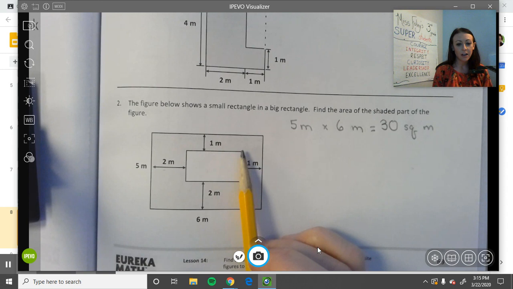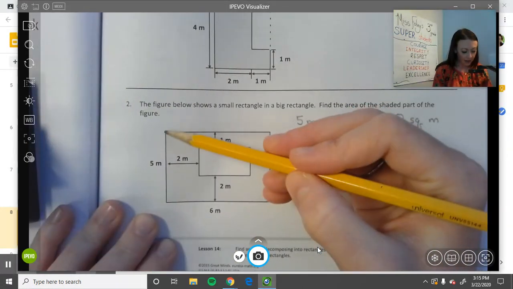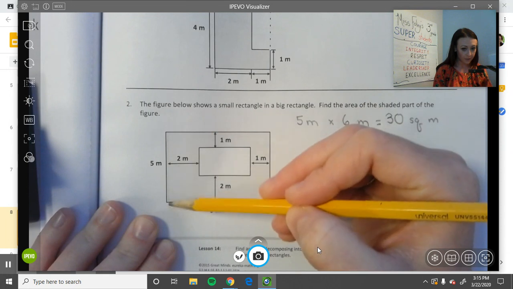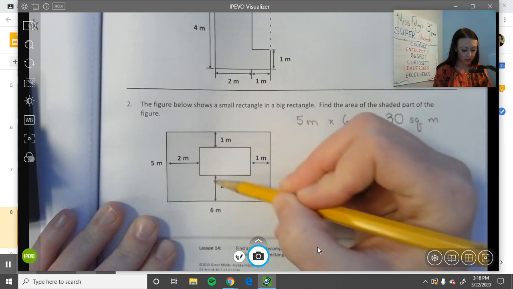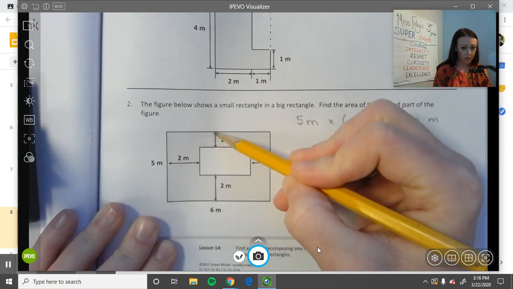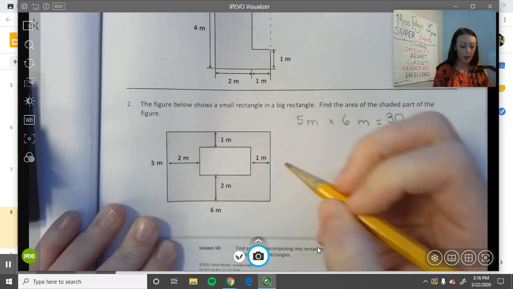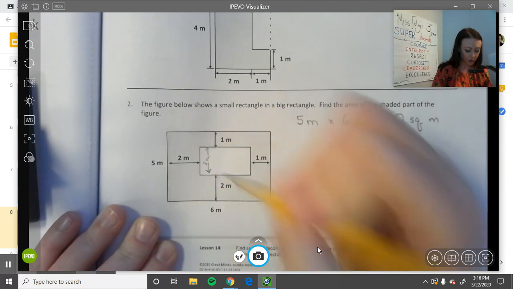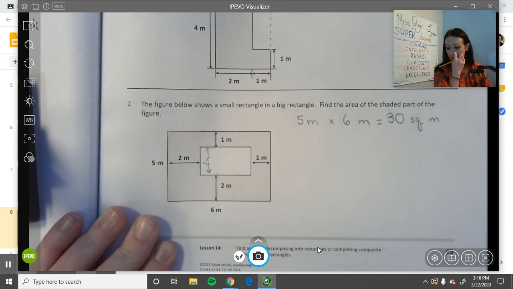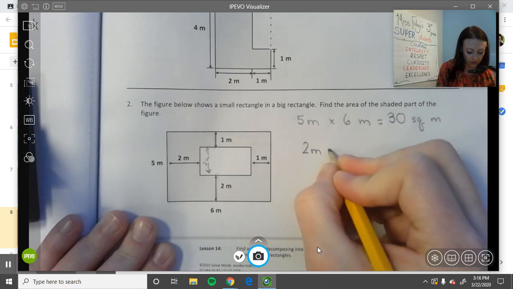Now I need to find the area of this white rectangle. So I need to think about the dimensions of this smaller rectangle. So let's see. I know that this whole length or width here is 5 meters. And then I have 1 meter here, 2 meters here. So if I've already used 1 meter and 2 meters, that's already 3 meters. That means what's left over for this direction is 2 meters. So one of the dimensions of this smaller rectangle is 2 meters.